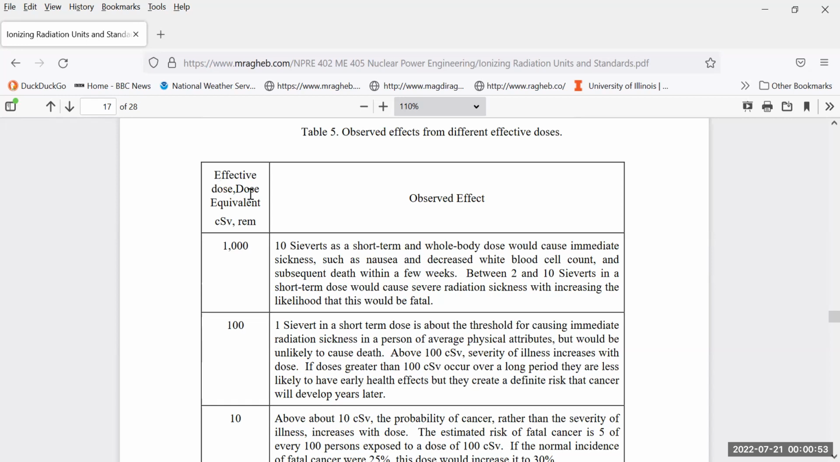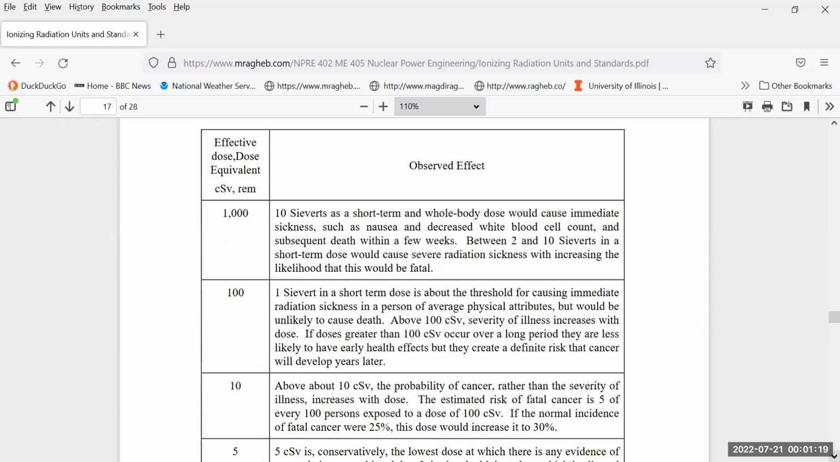If the effective dose or the dose equivalent is larger or equal to 1,000 rem, or the centisievert, as we said, so centisievert in the SI system, rem in the conventional system, you'll find that at the 1,000 level, these were doses that the firefighters at Chernobyl fighting the fires in the reactor were exposed to. At 10 sievert, a whole body dose would cause what's called radiation sickness. Radiation sickness is nausea and decreased white blood cell count, because the radiation can kill the cells that produce the white blood cells in our spine, and 10 sieverts can cause death within a few weeks.